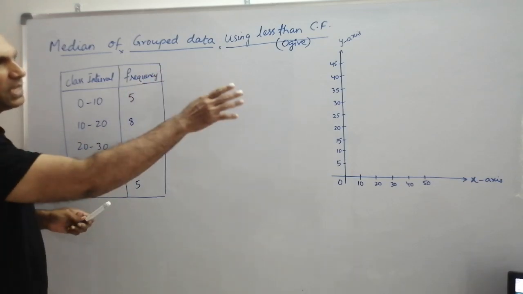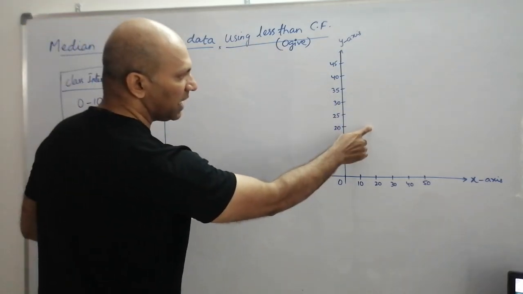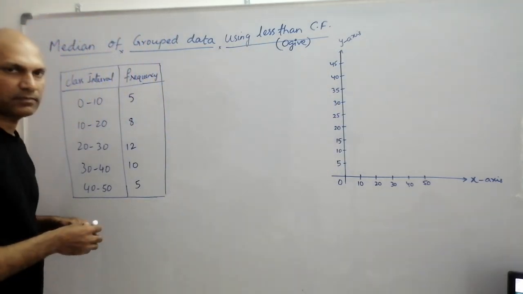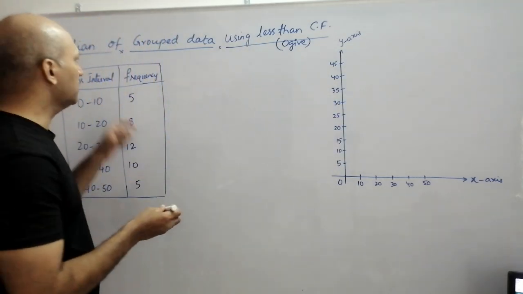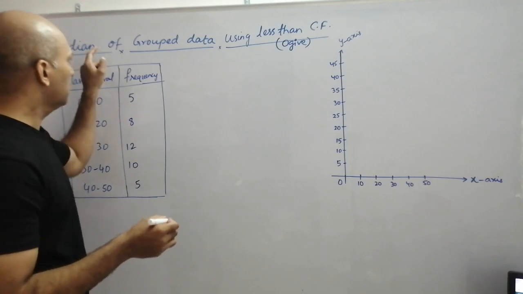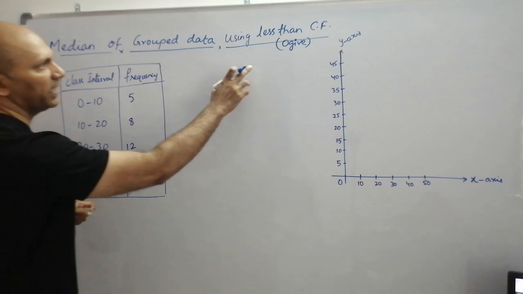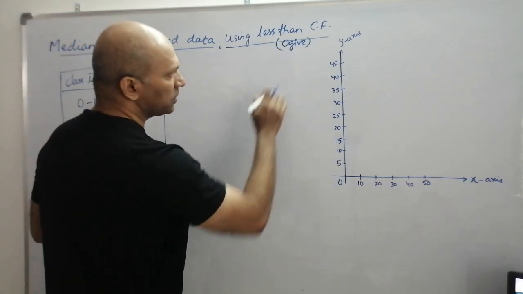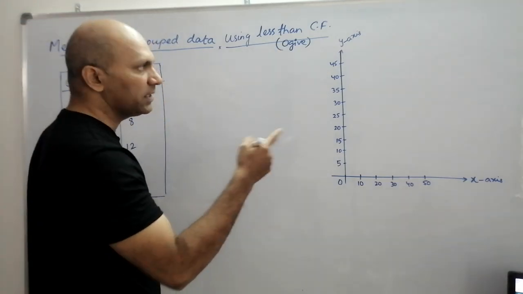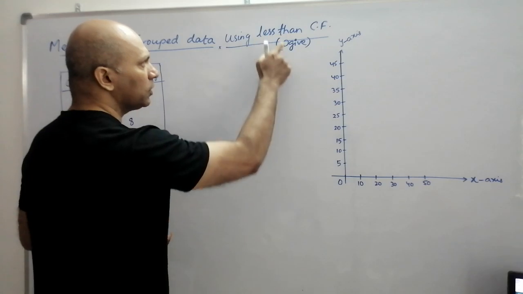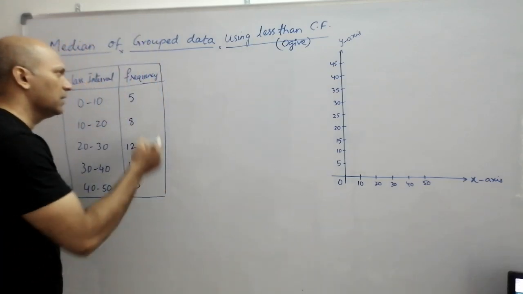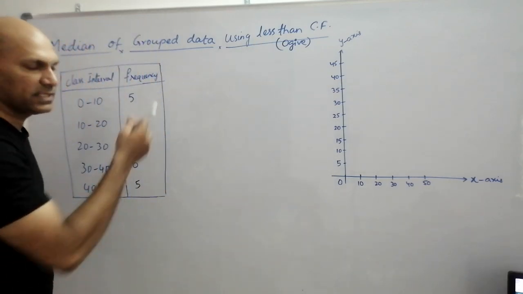We need to draw the graph, that is less than Ogive graph, and find the median. In the previous video we have found the median using a formula, isn't it? In this video we'll learn how to find the median using less than Ogive graph. In the next video we'll learn how to find median using more than Ogive graph. So this class is all about less than Ogive.